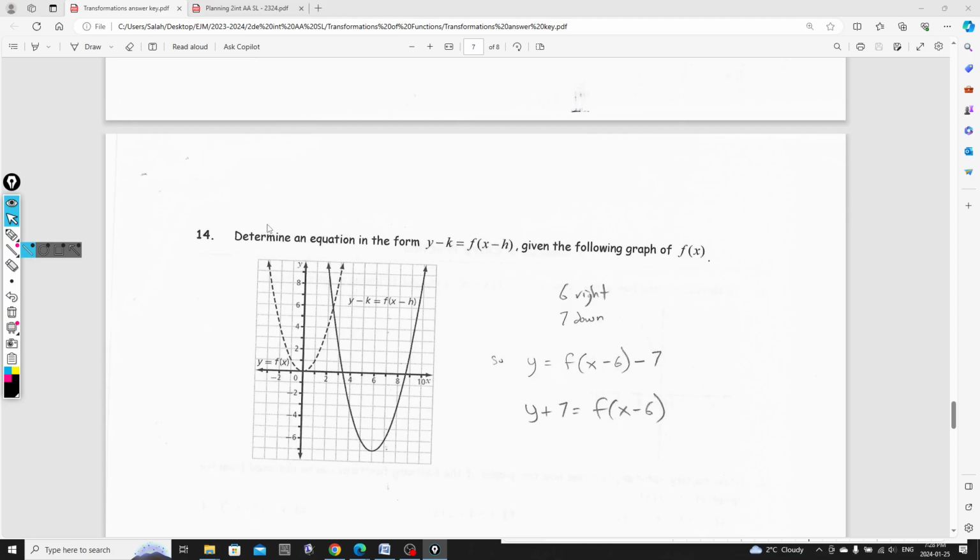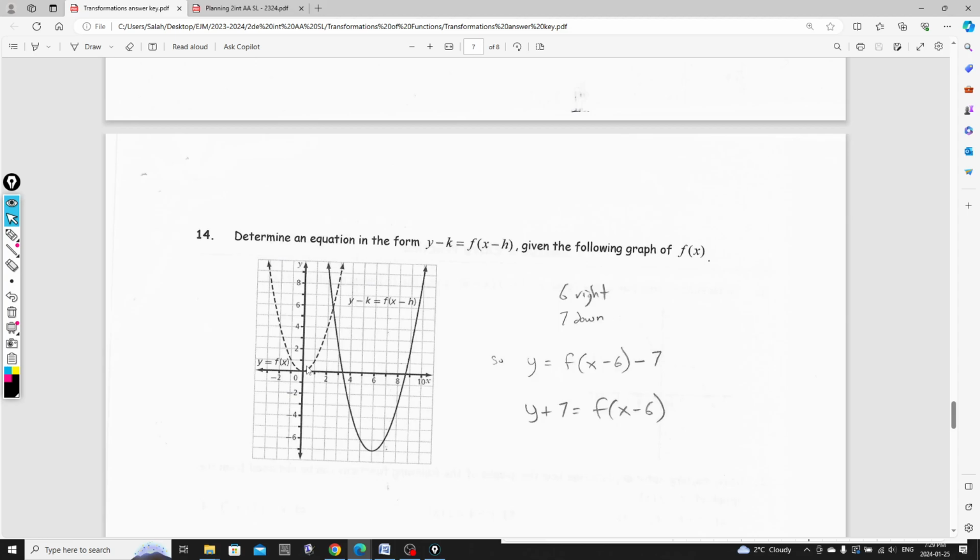So here we're being asked to determine an equation in the form y minus k equals f of x minus h, given the following graph of f of x. Okay, so I've got this graph right here of f of x. Okay, y equals f of x is right here. Okay, now I need to know how to get from this graph here to that graph right here. This is the transformed function.